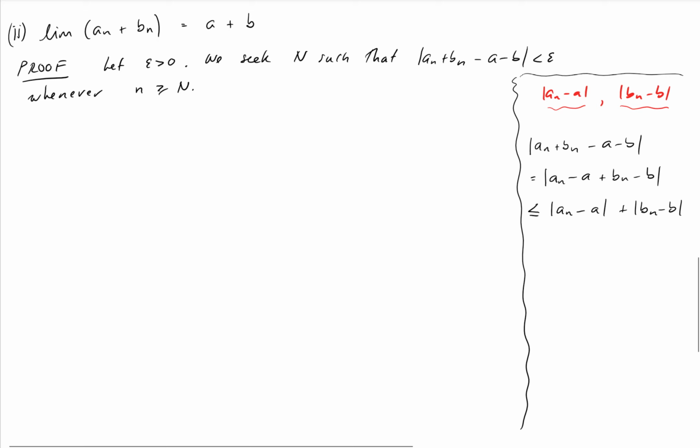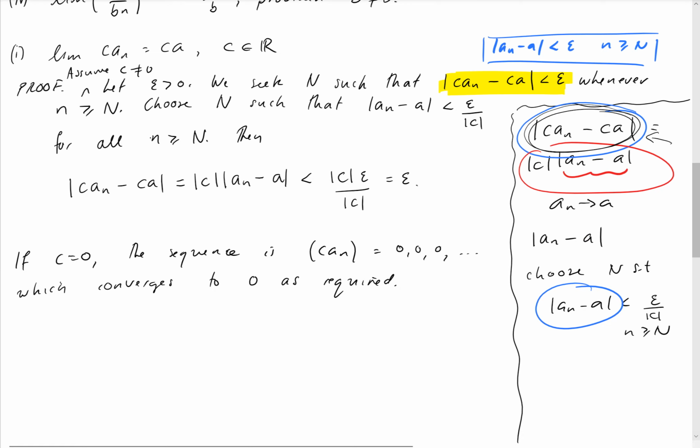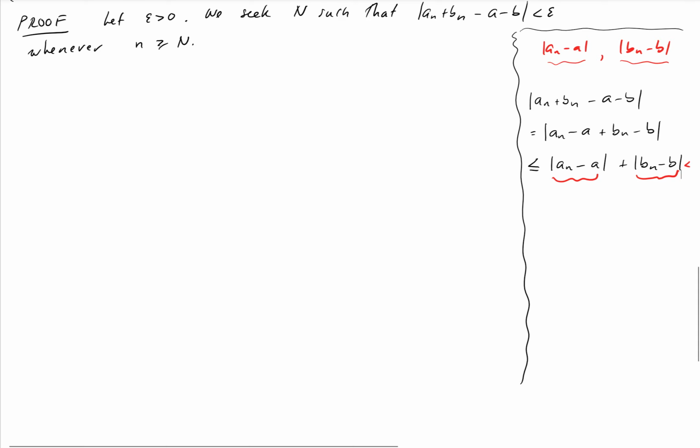Okay, so we can make these two pieces here as small as we like, but how small should we make them? Because what we want is a less than epsilon. We want to make these things appropriately small so that overall the whole thing is less than epsilon.